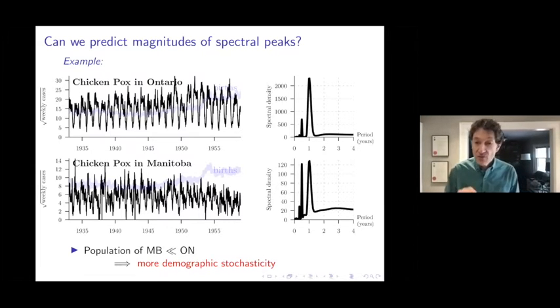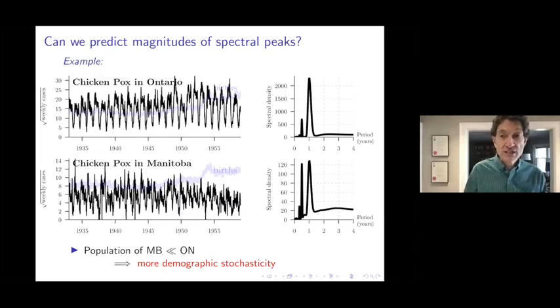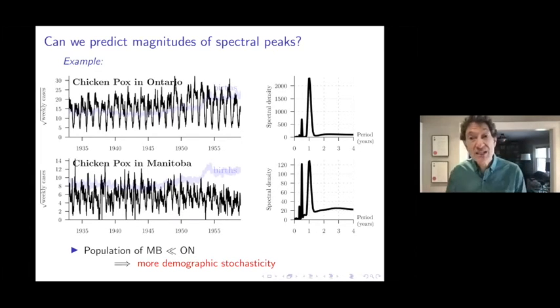And the reason would appear to be that there is a great deal more demographic stochasticity in Manitoba, where the population size is about 1/10. And so we would expect there to be more evidence of transient there than in Ontario. And that does seem to be what's going on.